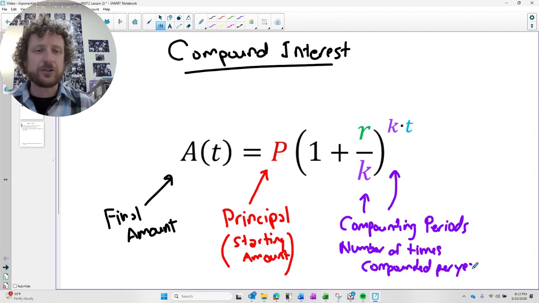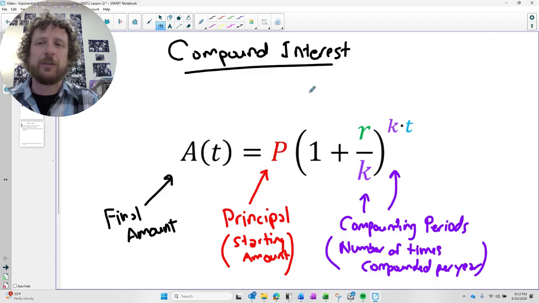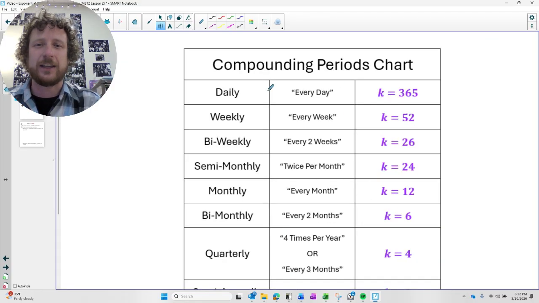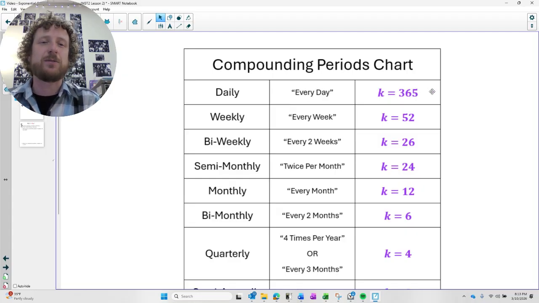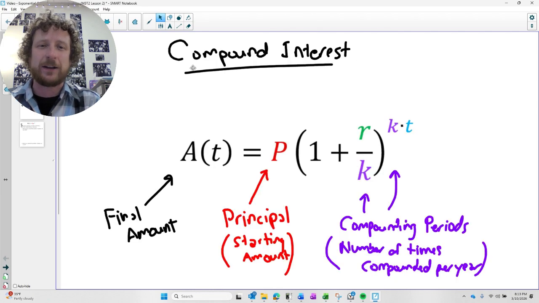I have a fancy chart. I have it here in this slideshow. I also have it up in the room. I put it on a wall so that everybody can see it. It's the same chart for Math 107 and Algebra 2. It gives you the term and then tells you what you use for K. So if I'm compounding daily, that means I'm calculating interest every day. That means I'm going to use 365 for K. There are 365 days in a year. If I'm compounding weekly, that's every week. There are 52 weeks in a year, and so on. I'll come back to this chart in our practice problem.